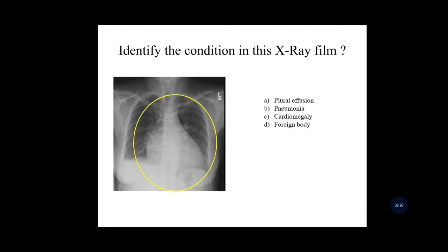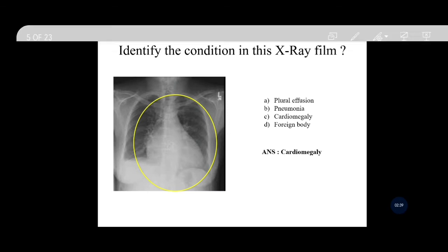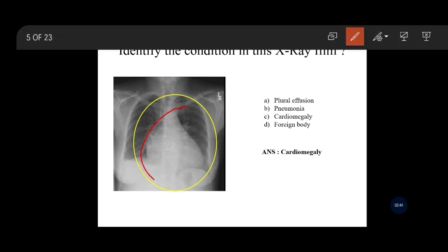Identify the condition in this X-ray film. Options: pleural effusion, pneumonia, cardiomegaly, foreign body in lung. In this circle, you can understand the answer is cardiomegaly. Normally the heart is this much size, but here it is increased. This condition is called cardiomegaly, enlargement of the heart, which you can see in this X-ray film.